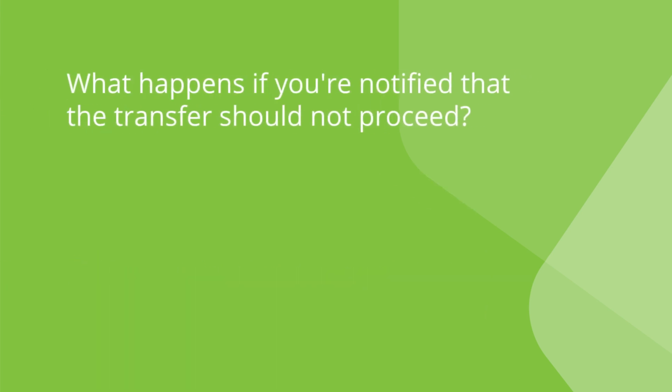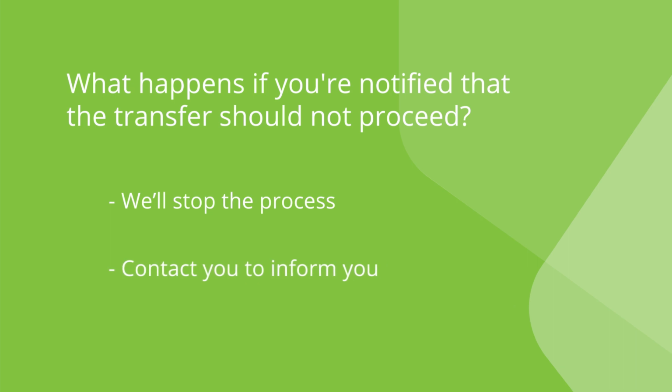If one of the tenants being removed or added notifies us that the change should not go ahead, we'll stop the change from proceeding and contact you. If you want to continue with the change, you'll need to speak with the tenants to resolve their objections. Once you've agreed to changes with the tenants, you can start the process again.